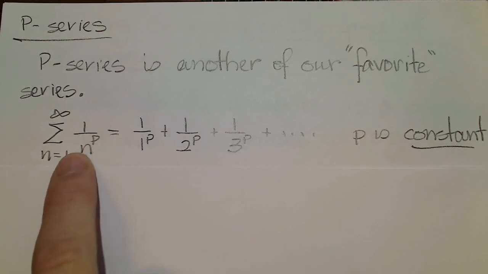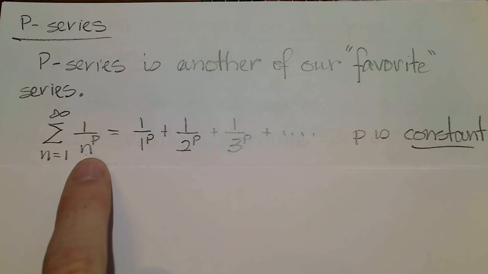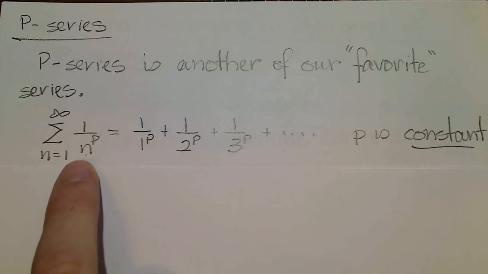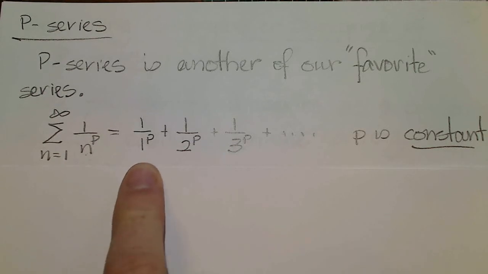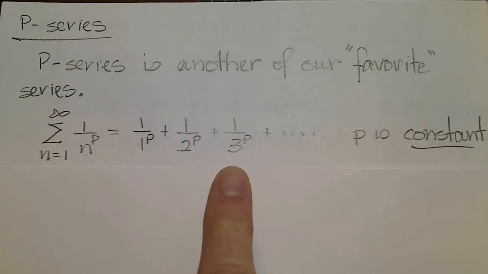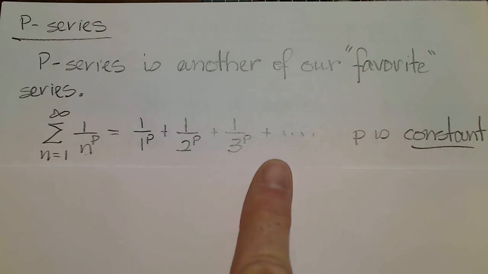Notice the counting mechanism, n is now in the base and p is a constant. It doesn't change as you vary n. So we get 1 over 1 to the p, plus 1 over 2 to the p, plus 1 over 3 to the p, and so on. Keeping in mind p is constant.